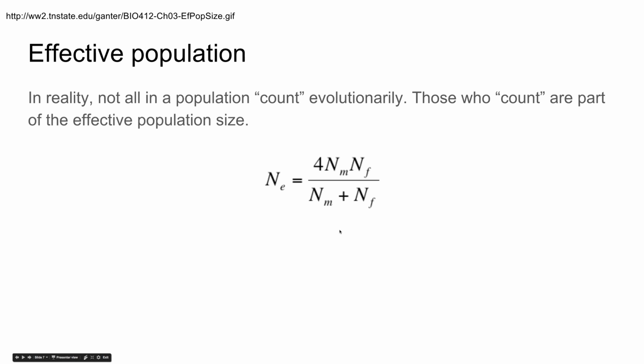This equation here, which has been asked on past AP exams, deals with the number of reproductively capable males and the number of reproductively capable females. This gives us the effective population, meaning this is, in a sense, the real number that we need to deal with. And it deals with those who are capable of reproduction.